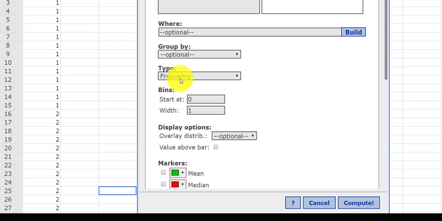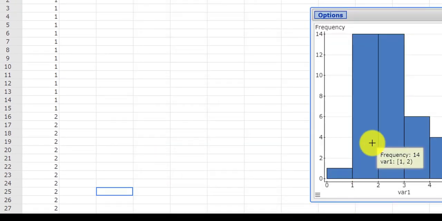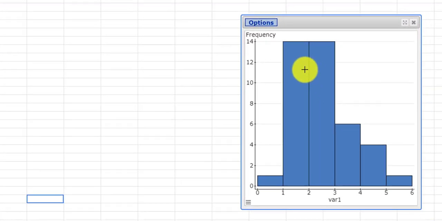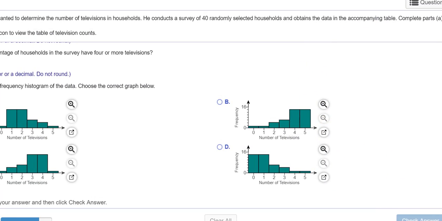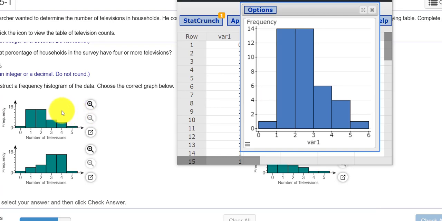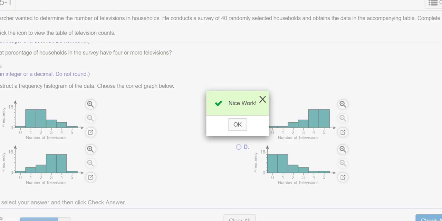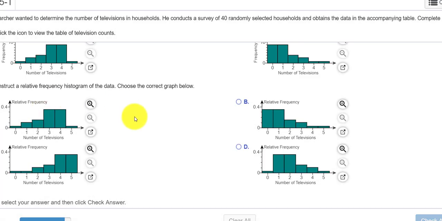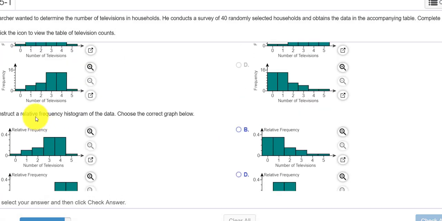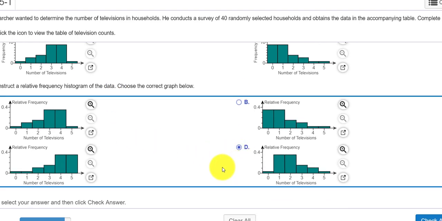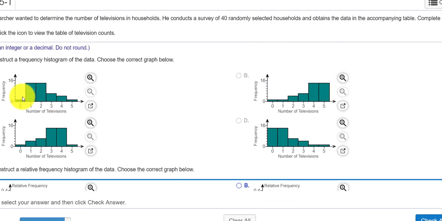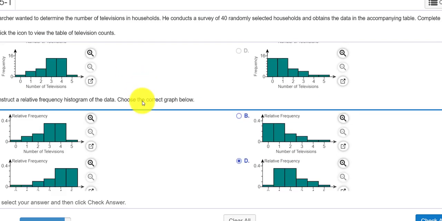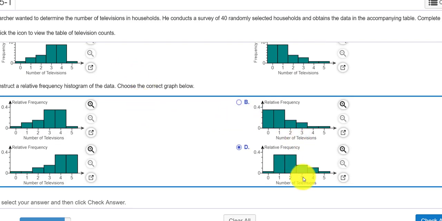And this is a frequency histogram. I press compute, and there it is. So let's see which one this looks like out of our choices. I think choice A looks good. And indeed, choice A worked. And that was a frequency histogram. Now, relative frequency, it's going to look the same. I know my answer is D, because D looks like letter A. A frequency and a relative frequency histogram will look the same.